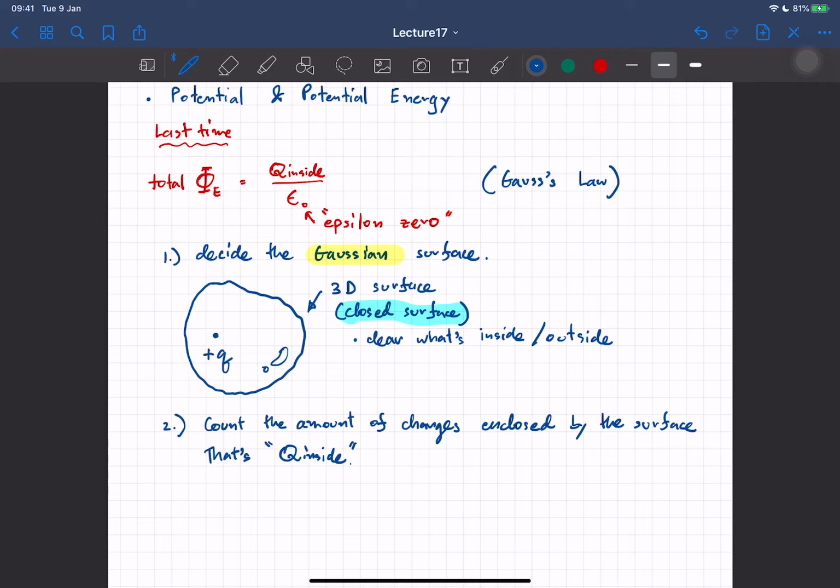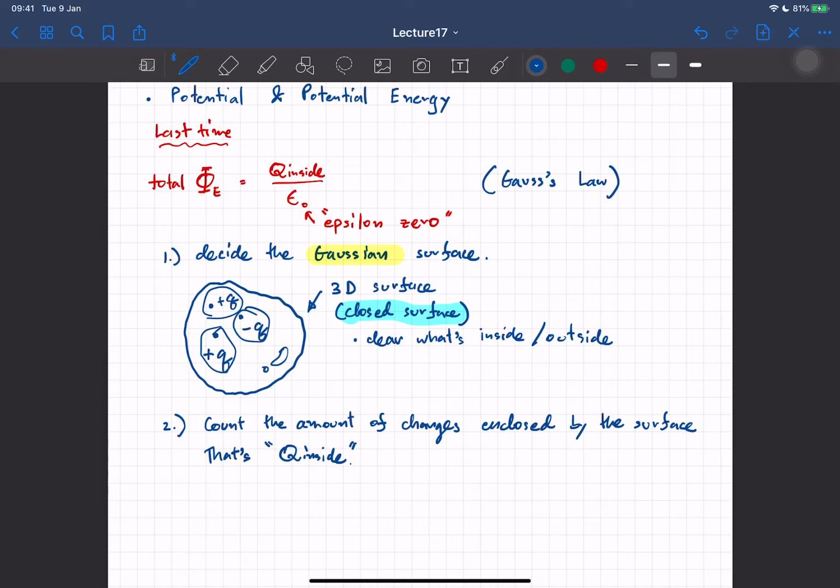So what about the case where you have multiple charges inside the surface? For example, you have plus q here. You might have another one which is minus q. And then you have a third one which is also plus q. Well, you just need to count all of them, and the sign also matters. So this is plus q, another one is minus q, so q inside is 0. And then another plus q here.